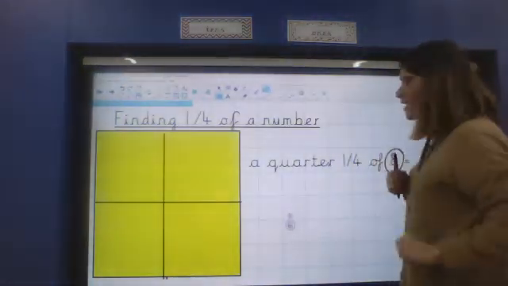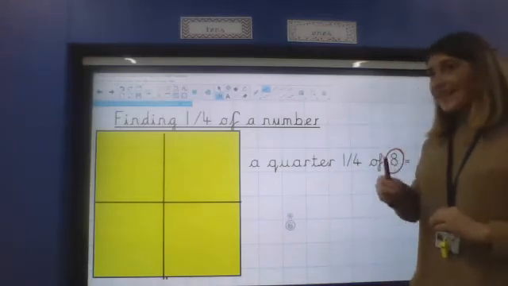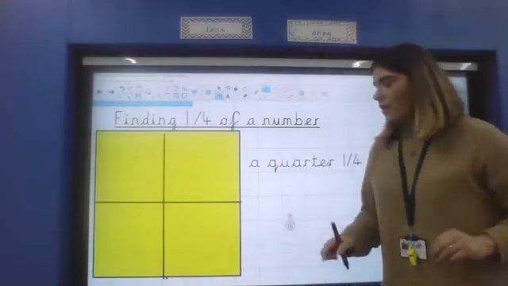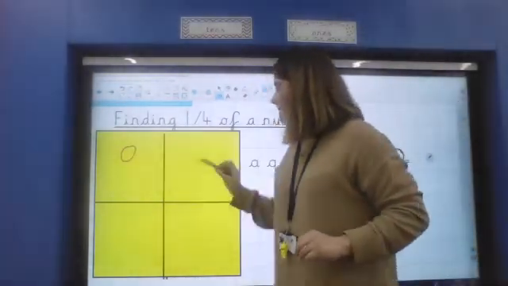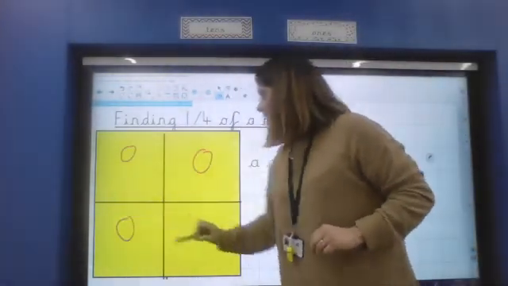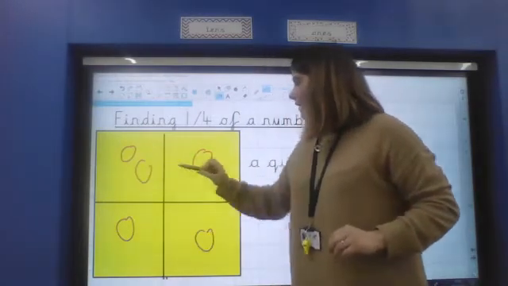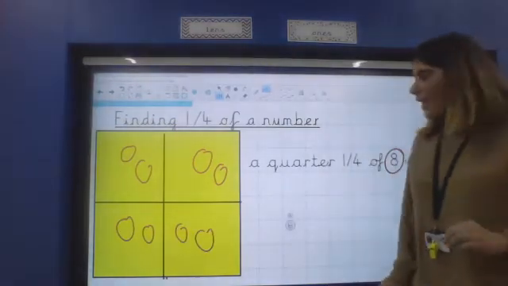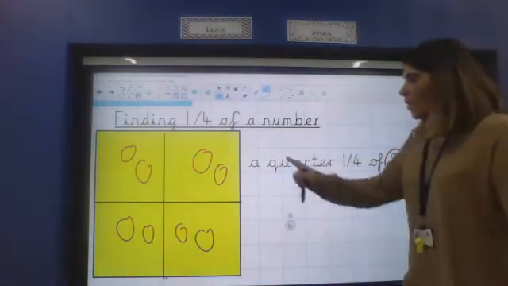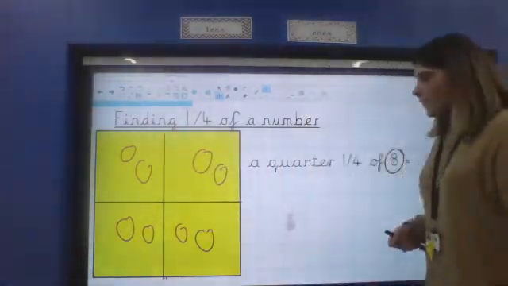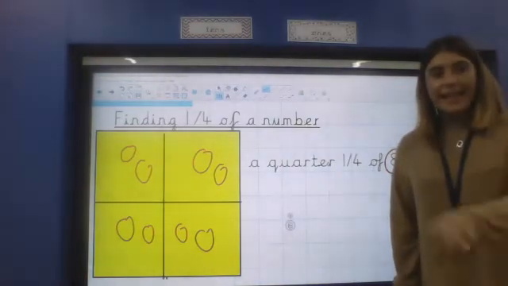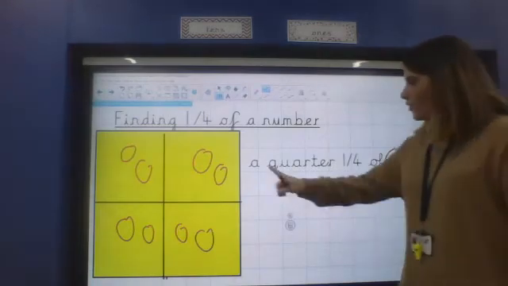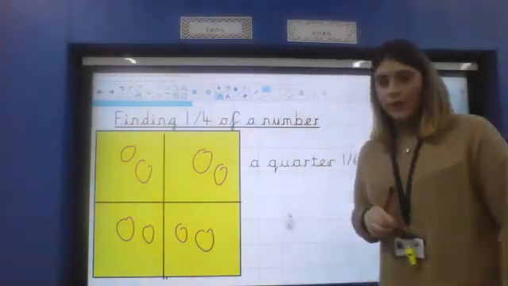So I want to find a quarter of 8. So I'm going to count until I get to 8, dividing it equally into the 4 parts. 1, 2, 3, 4, 5, 6, 7, 8. How many then have we got in 1 quarter? 1 out of 4 parts. So how many can you see in 1 part? 2. We've got 2 in 1 quarter.